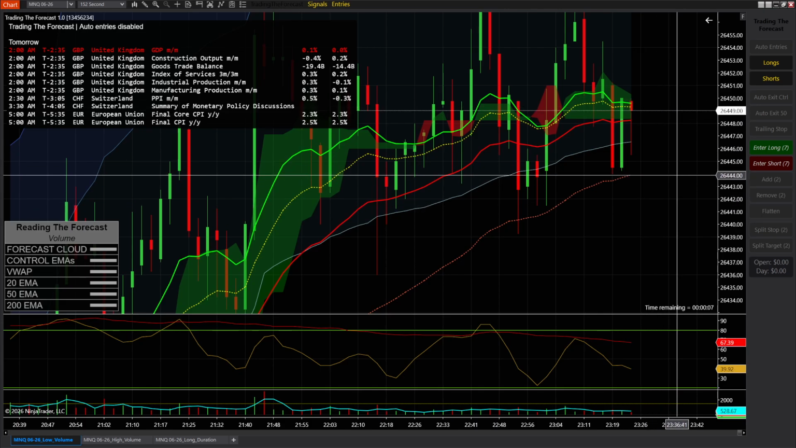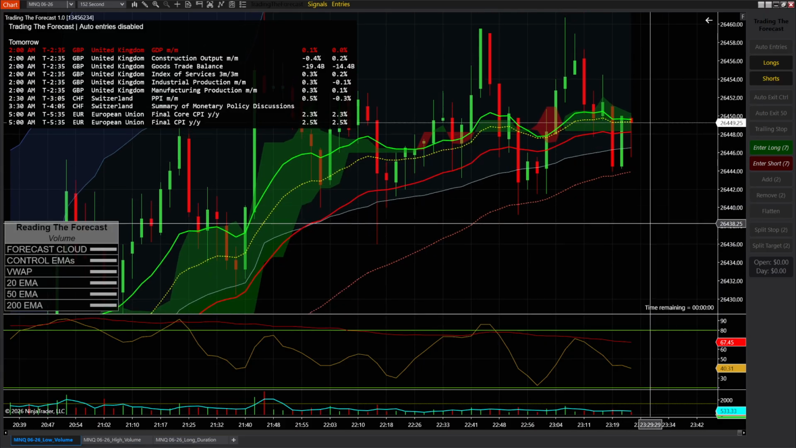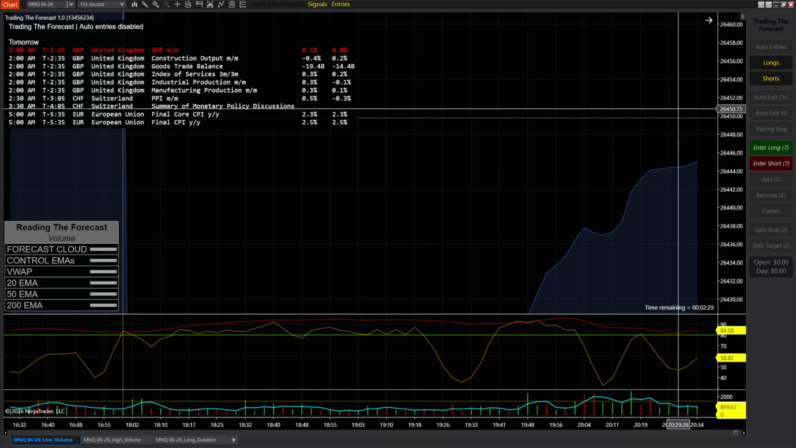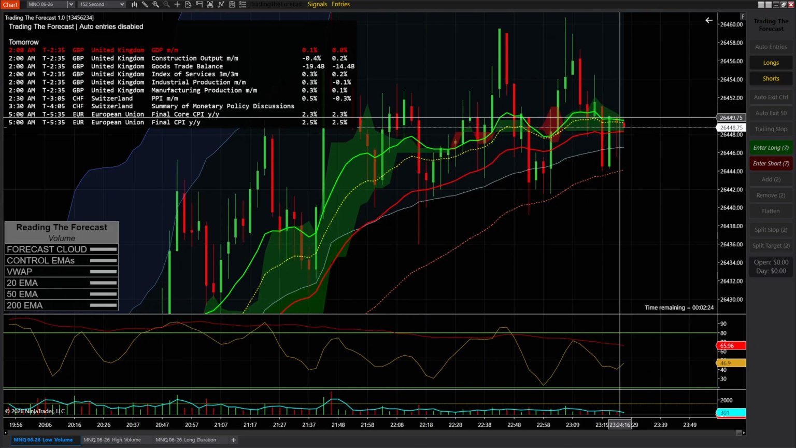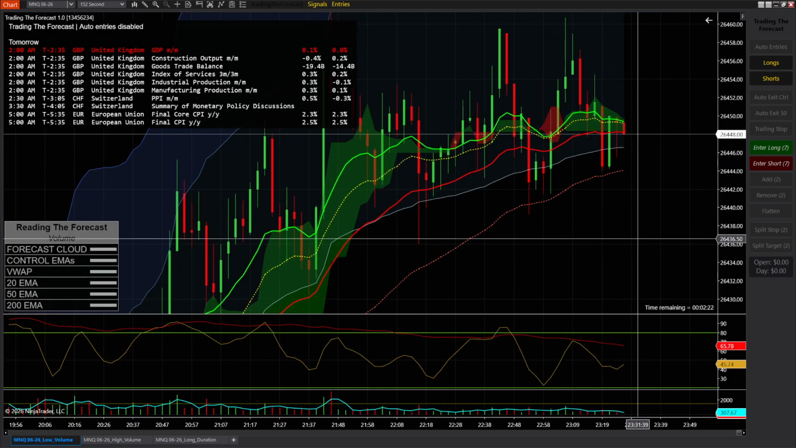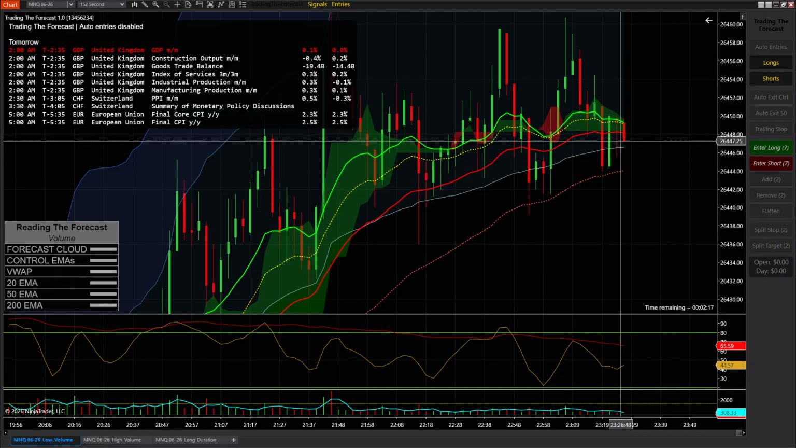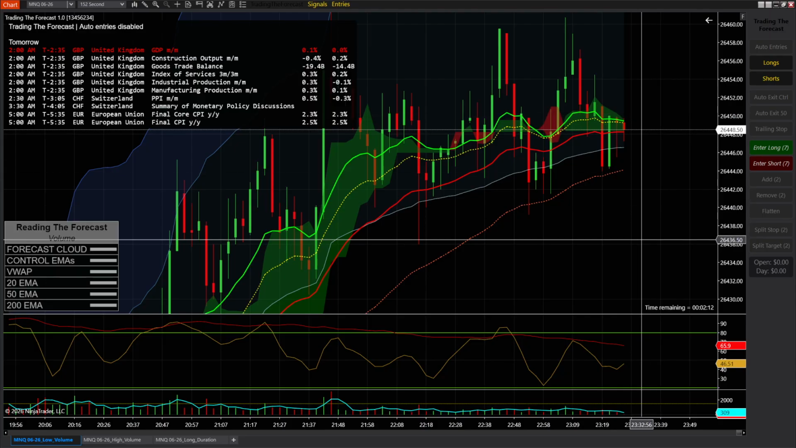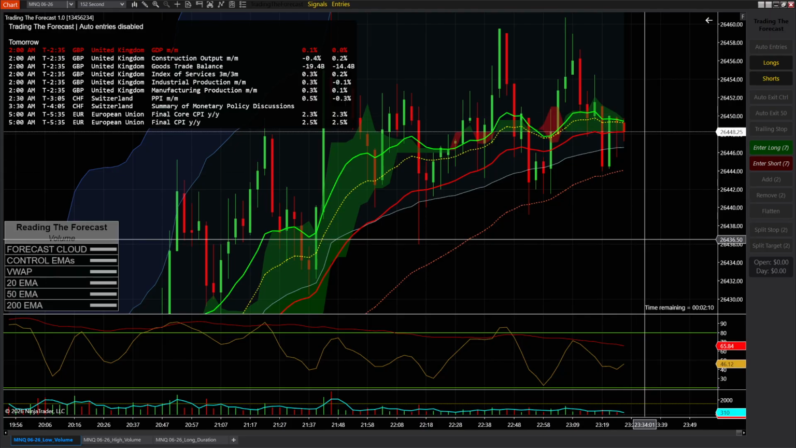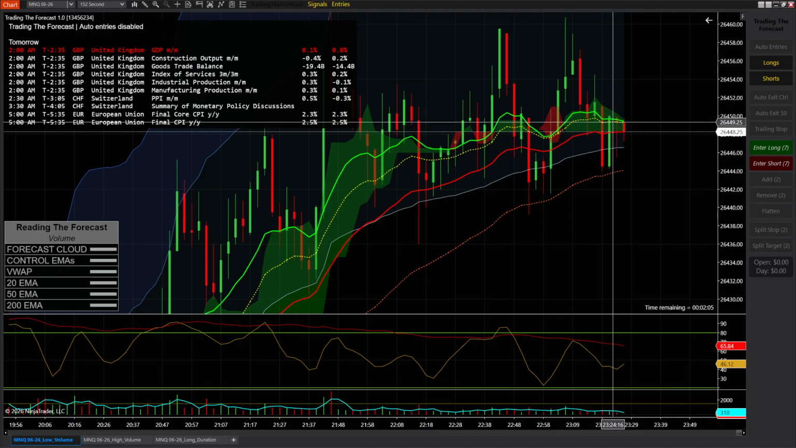So the control EMAs in combination with the forecast cloud are what determine what direction you're going to trade on. We're only looking at trading on one side or the other. We're not looking at, oh, we're going short now. This is not a range trading setup where you're trying to bounce in between a range. We're only looking for direction change and momentum in that direction, so we're only looking at one side of the trade at a time. So we're just waiting for our setup.